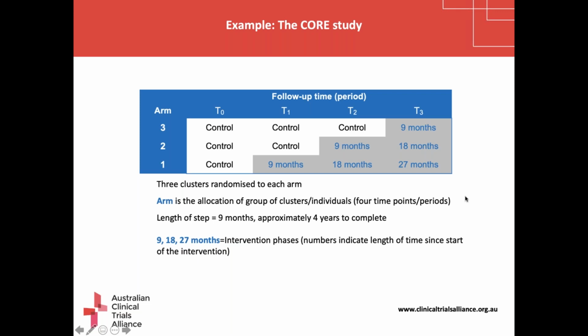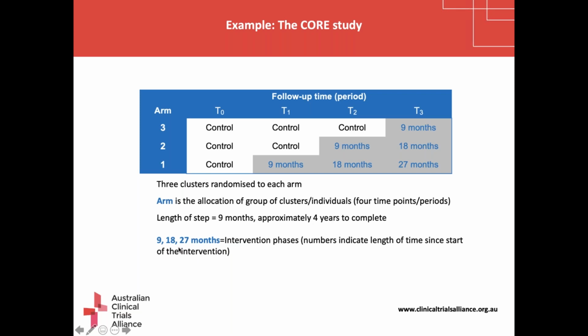So here I've got the schematic of the CORE study showing that 3 clusters were randomized at each arm. The arm indicates the allocation or group of clusters at each of the steps. So there's 4 time points, and the length of each step, so you also need to decide on how long the individual steps are going to be, was 9 months. So to have all these 4 time points, we needed 4 years to complete the study.